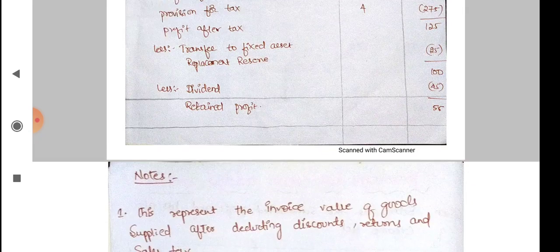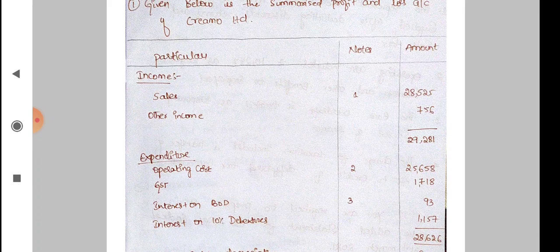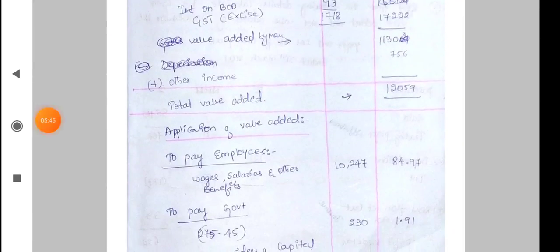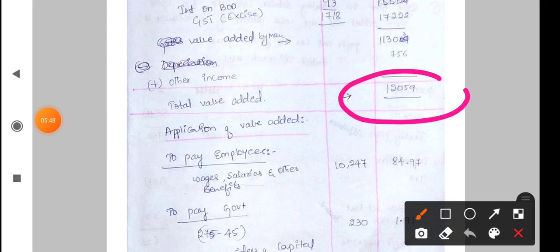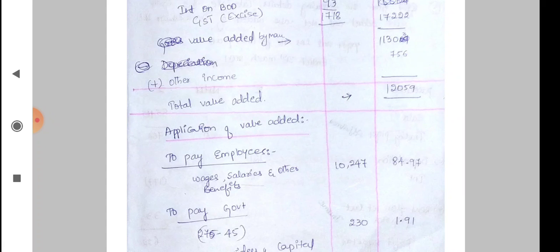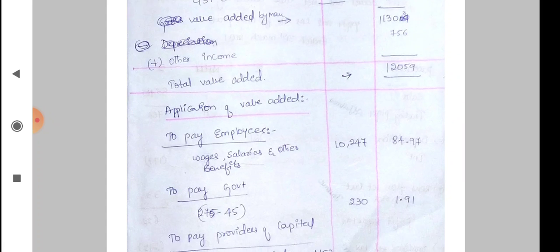So the other income given here is 756. So when we add this 756, the total value added will be 12,059. 12,059 will be the final value added. Next, step number 2 is we have to prepare the application of value added.